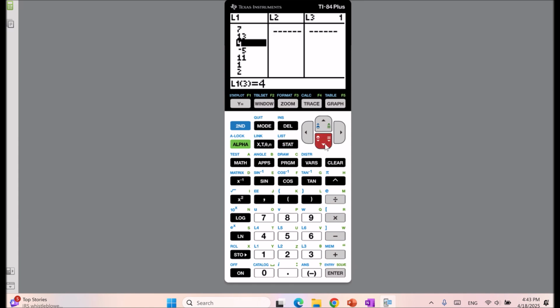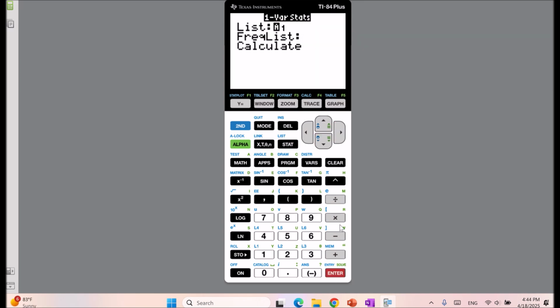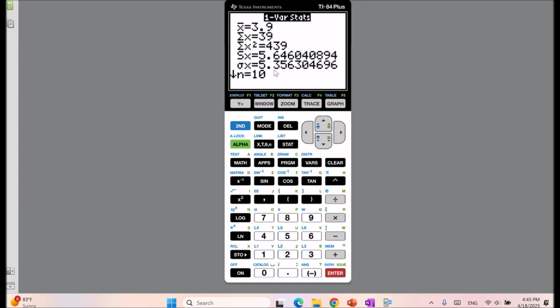So these are the numbers that we got for the lists for the differences. I already typed them in. And then go to stat, calculate, 1 var stats. Make sure list 1 is selected, go down to calculate, and then this is your X bar difference, and this is your S difference, 5.646.